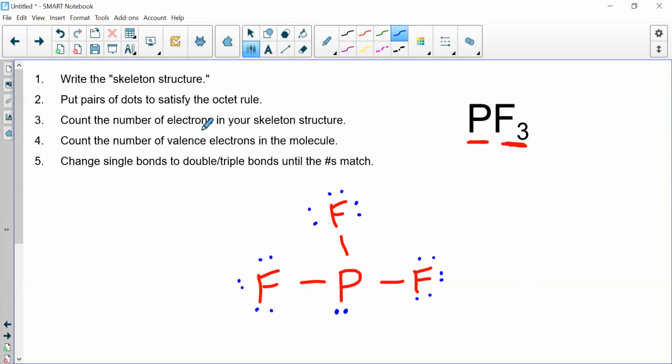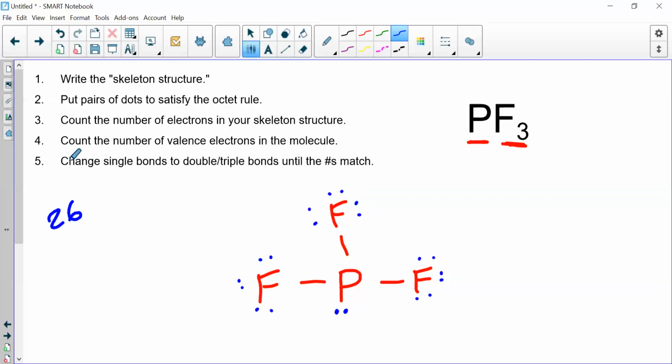First thing we need to do is count the number of electrons in this structure. 2, 4, 6, 8, 10, 12, 14, 16, 18, 20, 22, 24, 26. Okay, so I count 26 from my structure. Once again, each blue dot here is an electron, so I count them in pairs, 2, 4, 6. Now this line is 2 electrons, so 2, 4, 6, 8, 10, 12, 14, 16, 18, 20, 22, 24, 26.